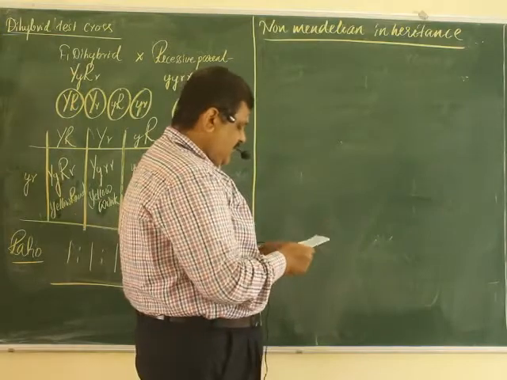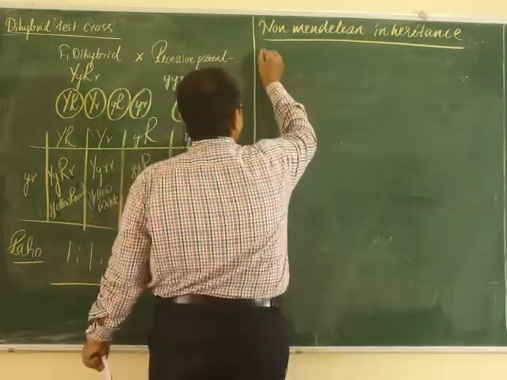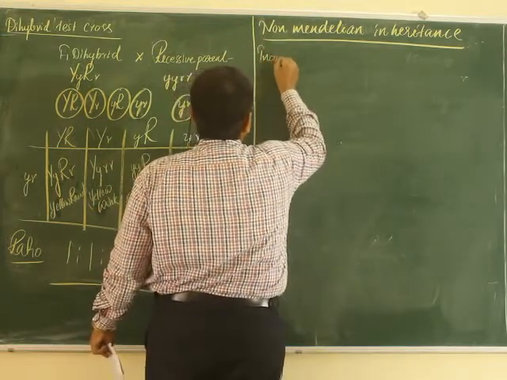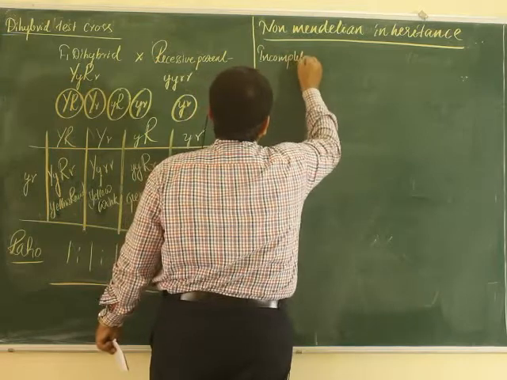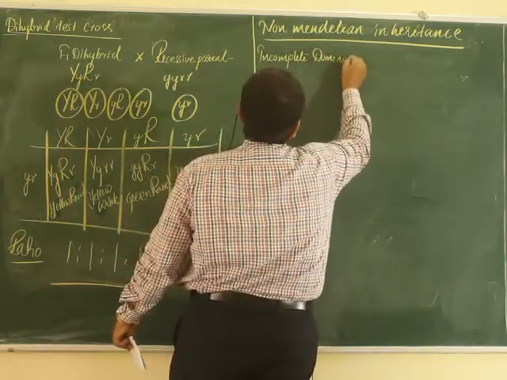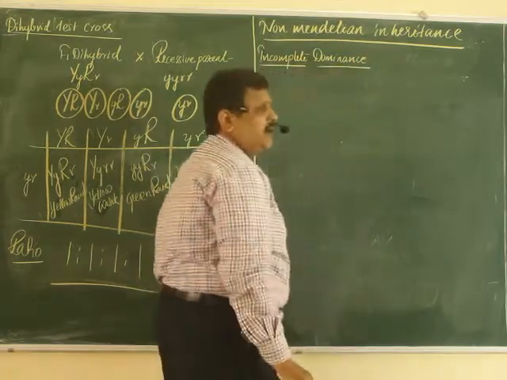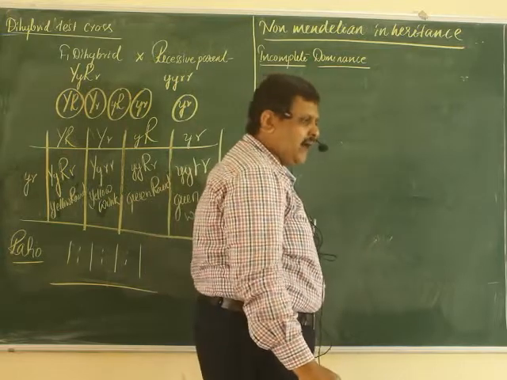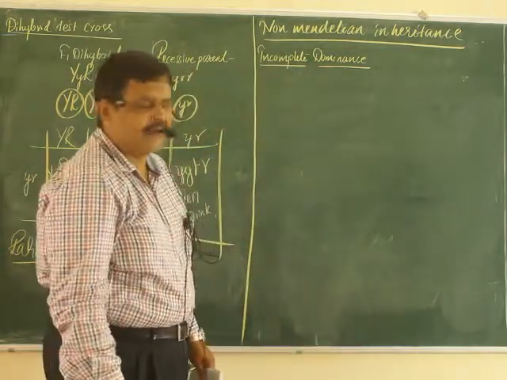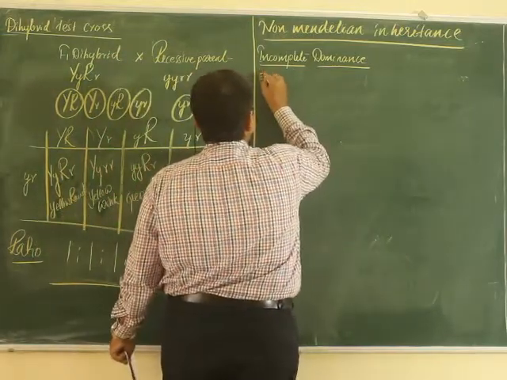Now let us study some of them. First one is incomplete dominance. What is that? Write the side heading: incomplete dominance. They may ask this in your exam. Explain the phenomenon of incomplete dominance for 5 mark. So another 5 mark question now.